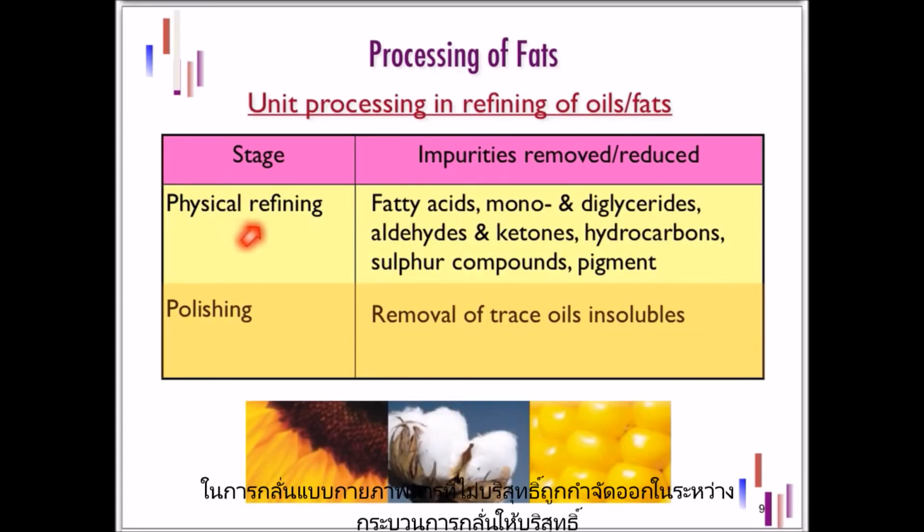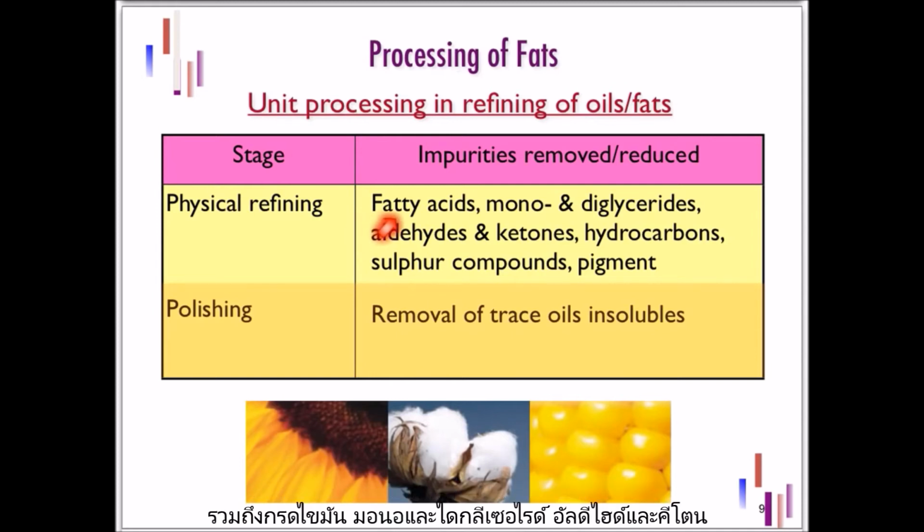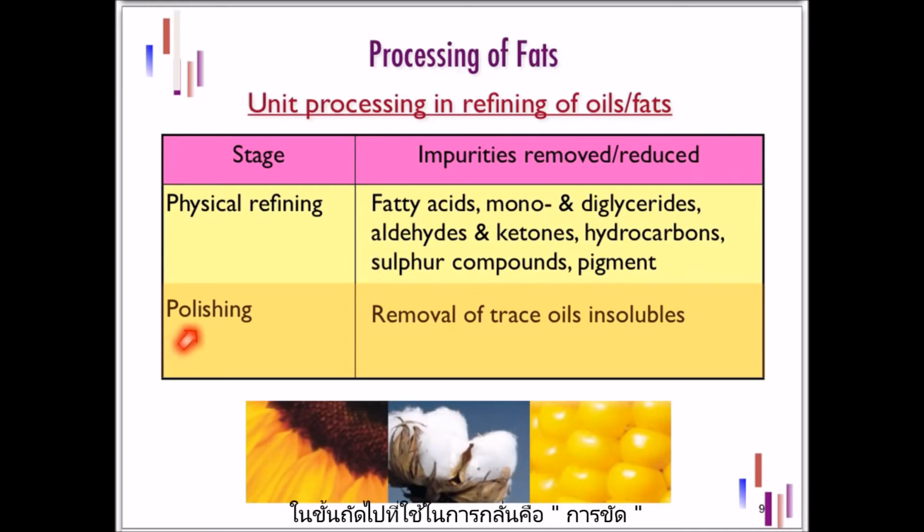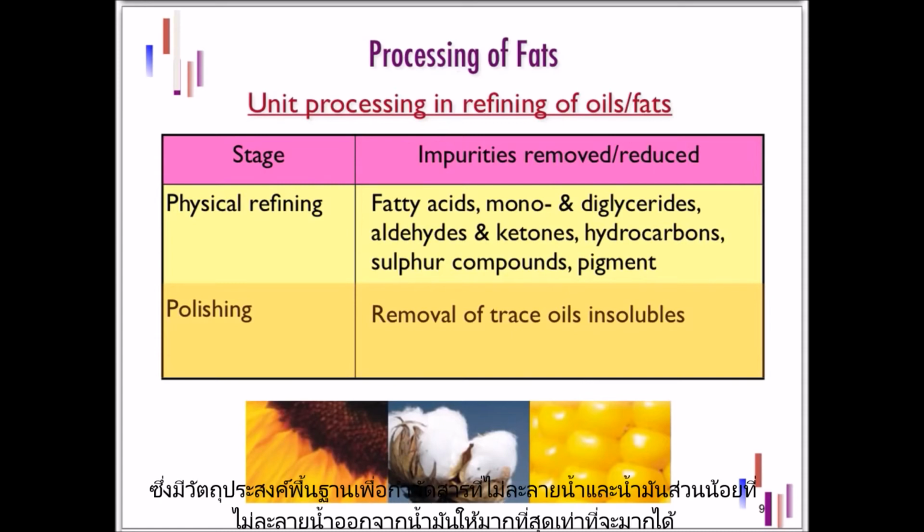In physical refining, the impurities removed during the refining process are also fatty acids, mono- and diglycerides, aldehydes and ketones, hydrocarbons, and so on. These are basically the same components that will be removed if we use a chemical refining process. And another step typically used in the refining is called polishing. Basically, the objective is to remove as much as possible the insolubles, the trace oil-insoluble matter, from the oil.